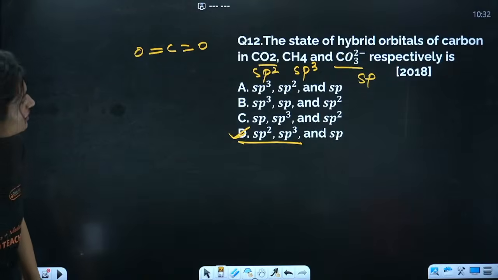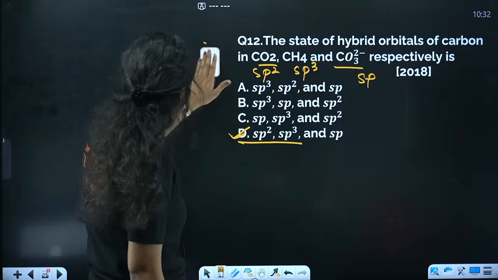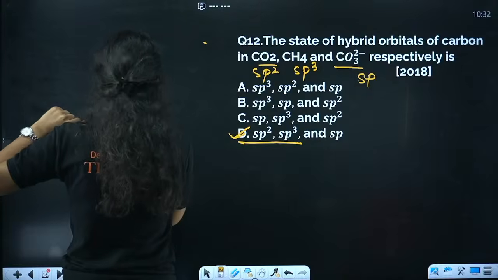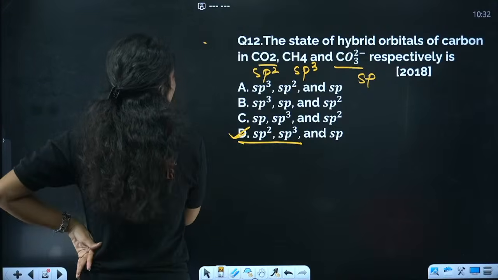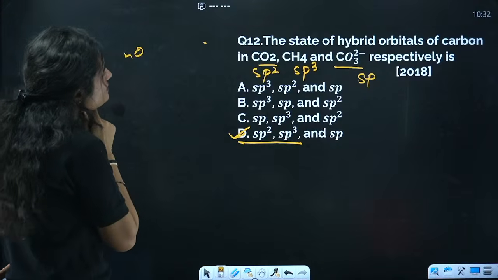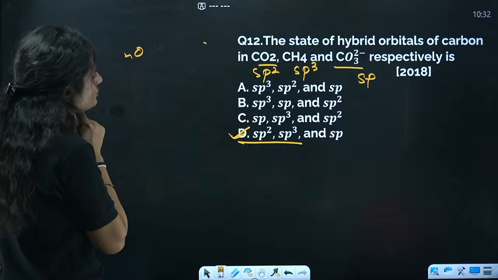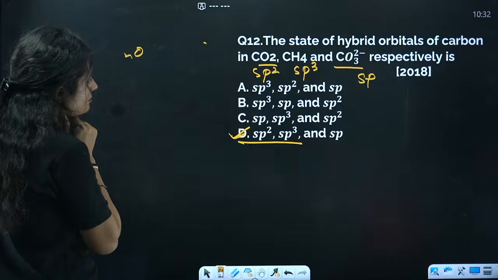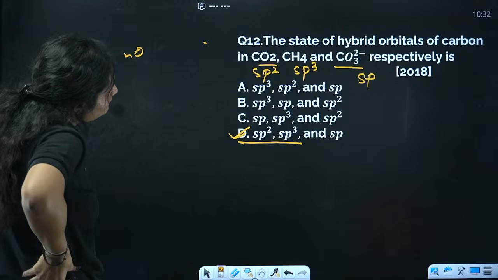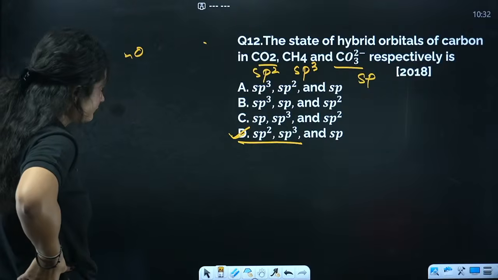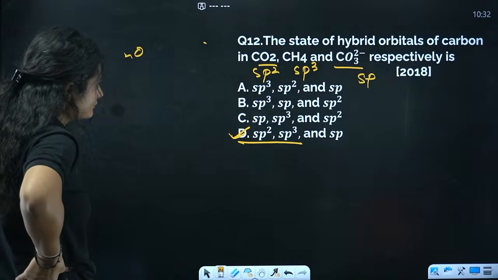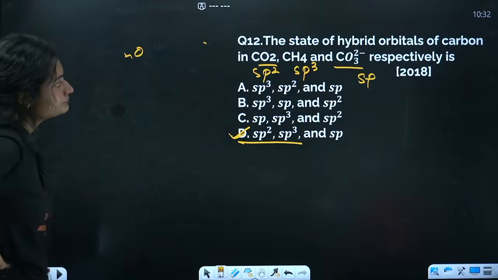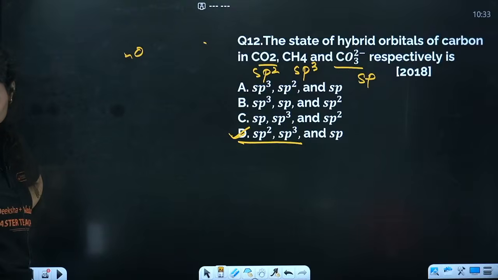One second. Oh, sorry. Did I do something? Yes, sp2, sp3. Yes, CO2 is linear.